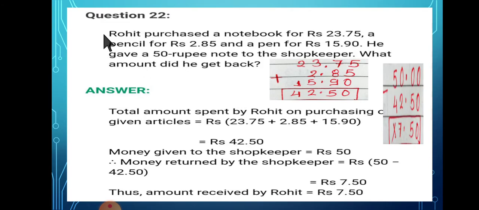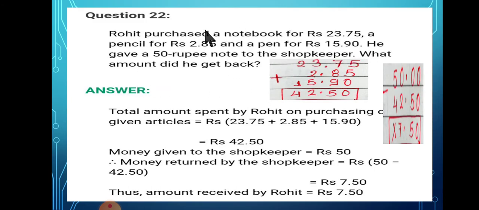Question number 22. Rohit purchased a notebook for rupees 23.75, a pencil for rupees 2.85 and a pen for rupees 15.90. He gave a 50 rupee note to the shopkeeper. What amount did he get back? Suppose Rohit, or you, went to the market and purchased a notebook, then a pencil and a pen, and your mother gave you a 50 rupee note. So how much money did the shopkeeper return?